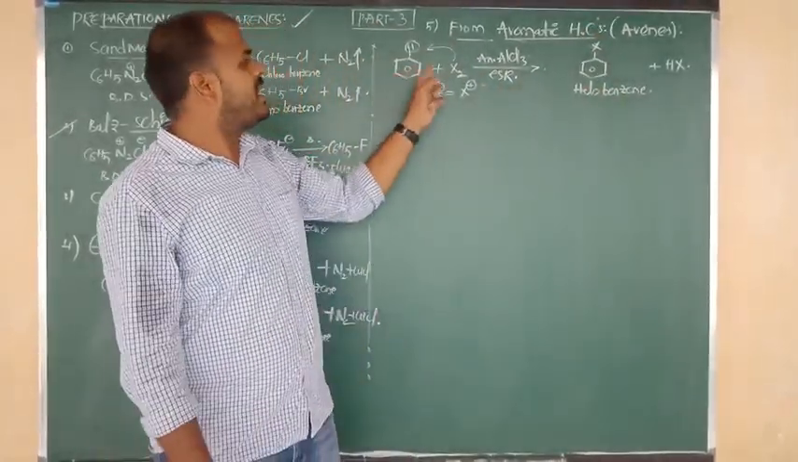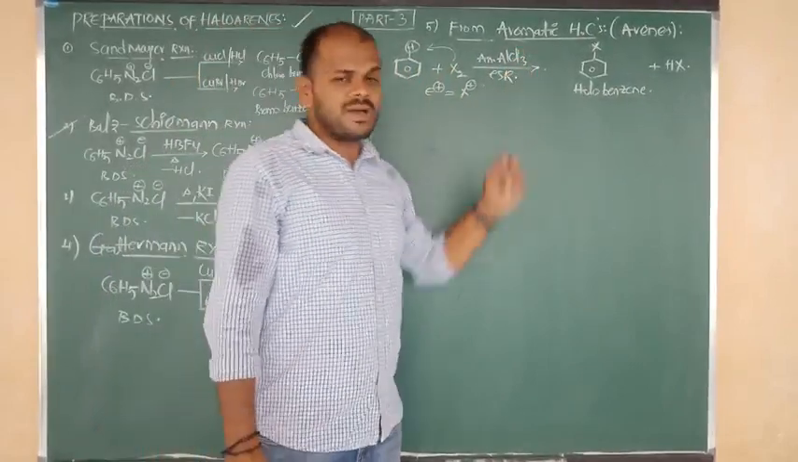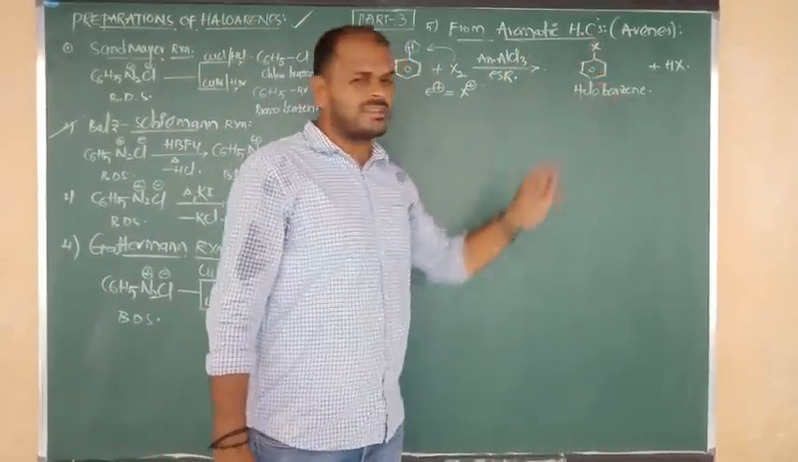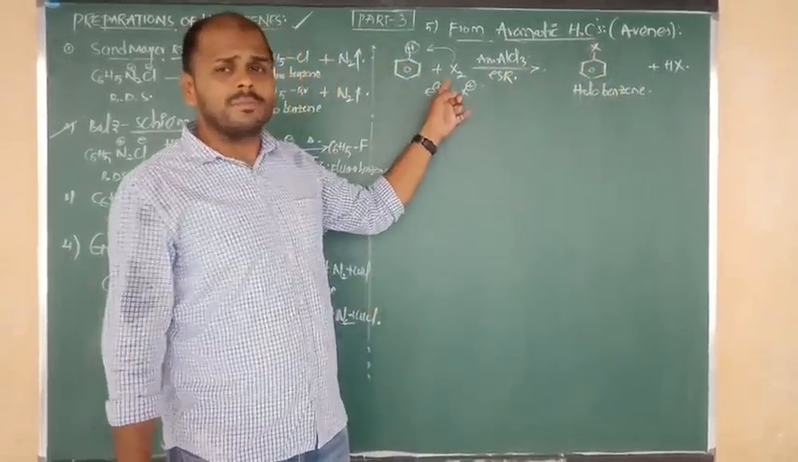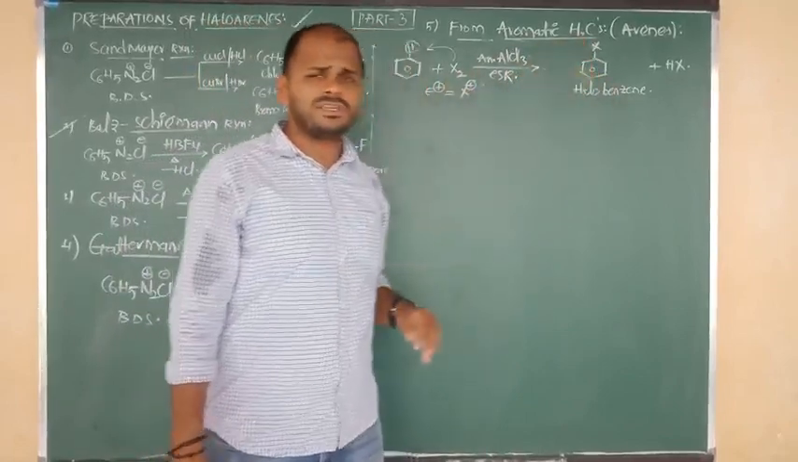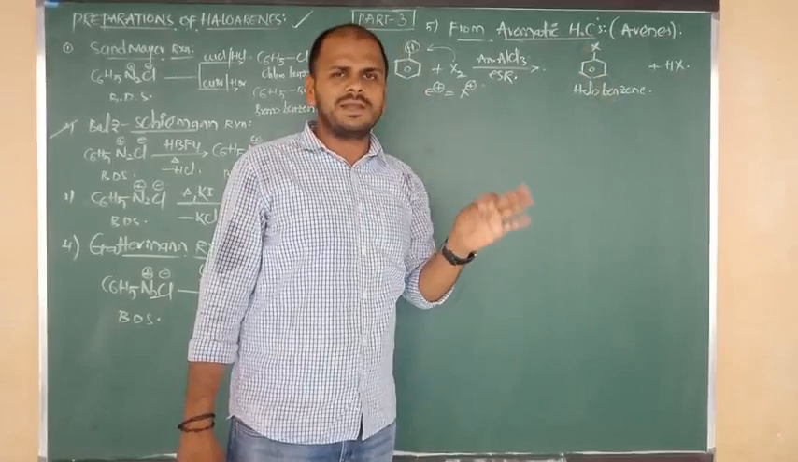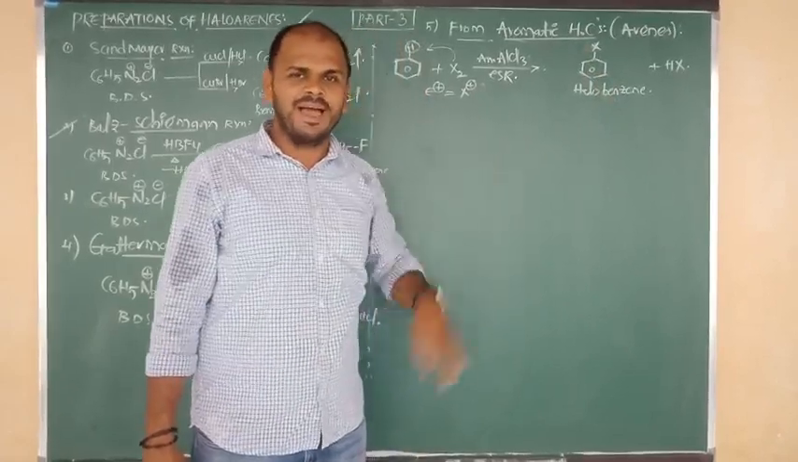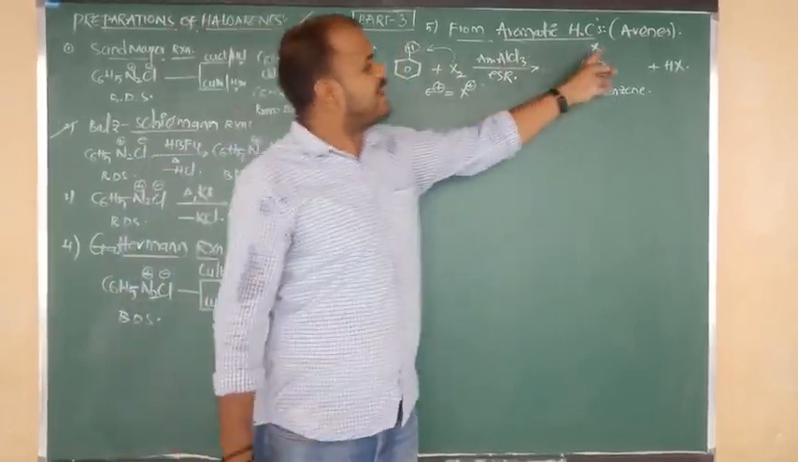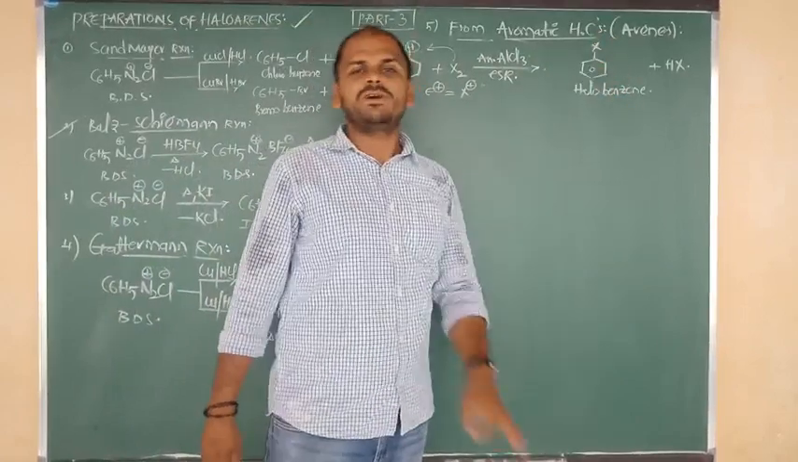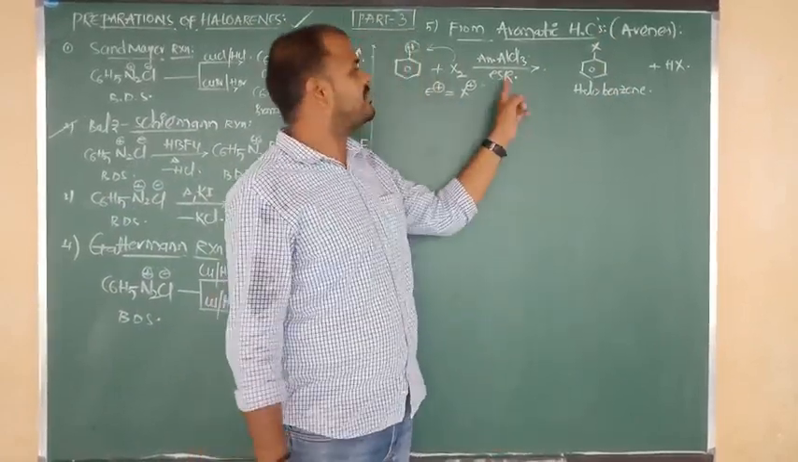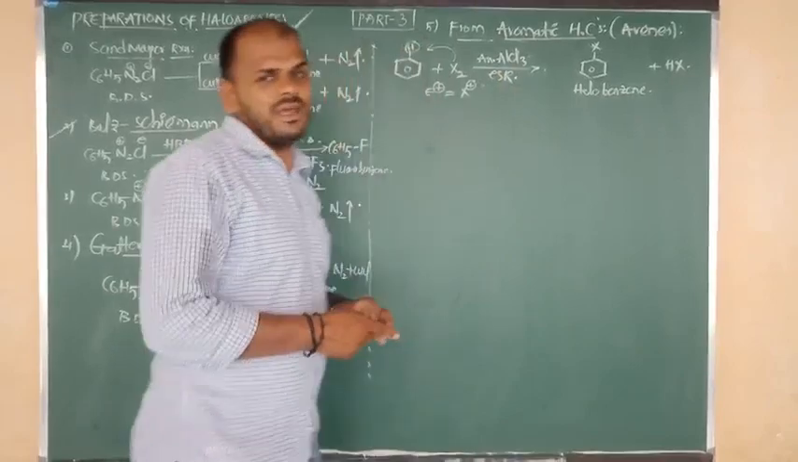Once again, benzene on reaction with Cl2 in presence of AlCl3, the product is chlorobenzene. If we take Br2, here we are getting bromobenzene. If we take I2, you will get iodobenzene. A little bit different is there, but try to remember like that only. So benzene can be converted into halobenzenes or haloarenes, and the method is electrophilic substitution reactions.